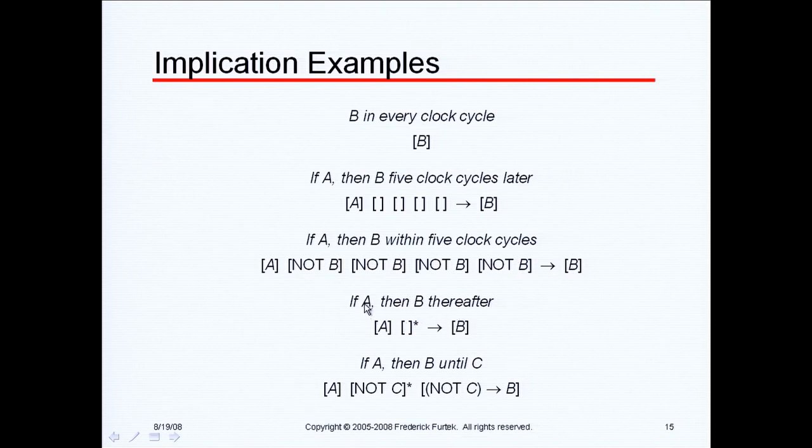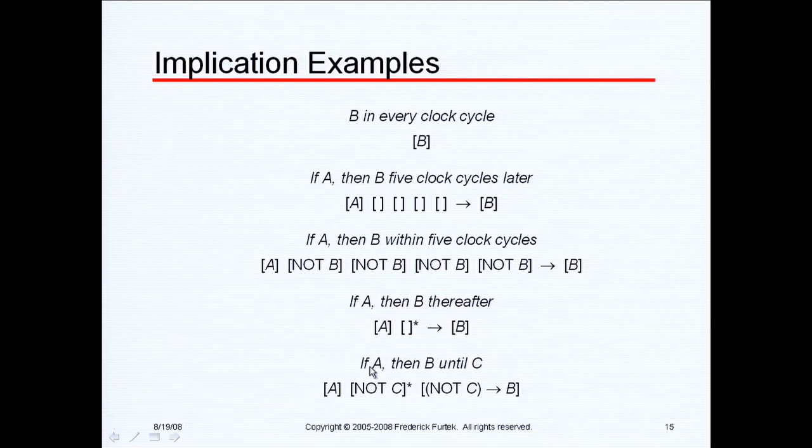If you want to say that if A, then B thereafter, we use the Kleene star. The Kleene star represents 0 or more iterations of a Boolean expression. So what this says is if we have A followed by 0 or more arbitrary states, then B holds in the next state. So if A holds, B holds 1 state later, 2 states later, 3 states later, and so on.